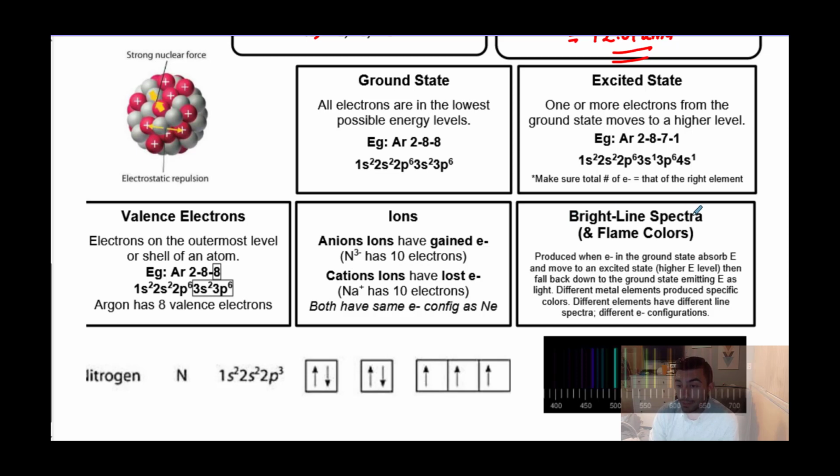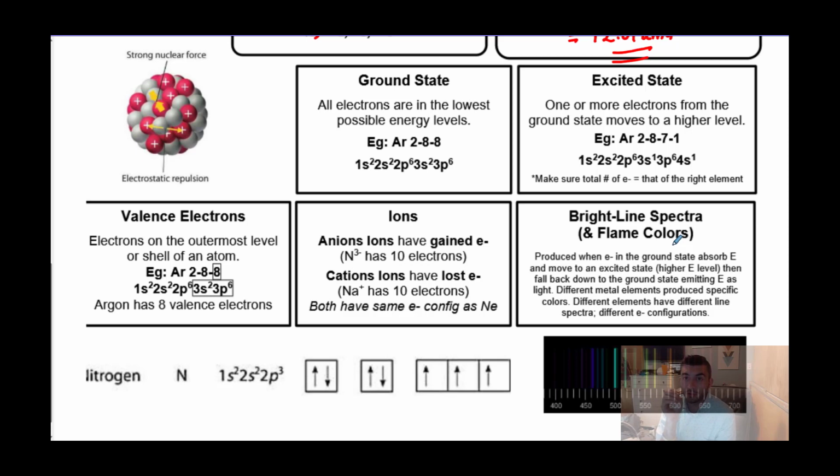We looked at bright line spectra and we looked at flame tests for sort of what Bohr used as his observations and the impetus for coming up with his model. Putting different elements into a flame, we looked at how certain metal elements give characteristic colors. Sodium gives a yellow color, potassium gives a violet color, strontium gives a red color. But those colors are not the full story.